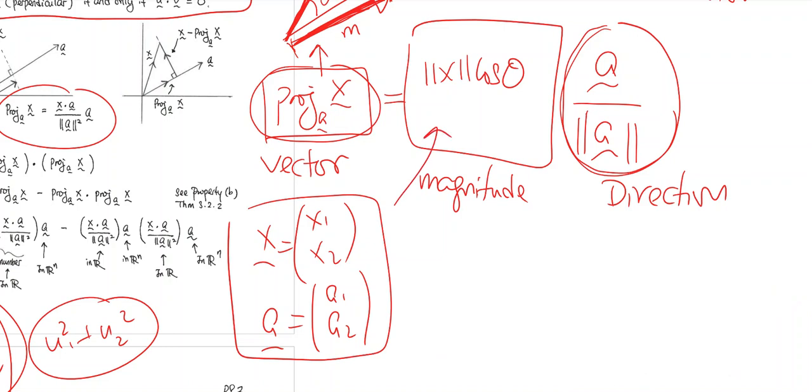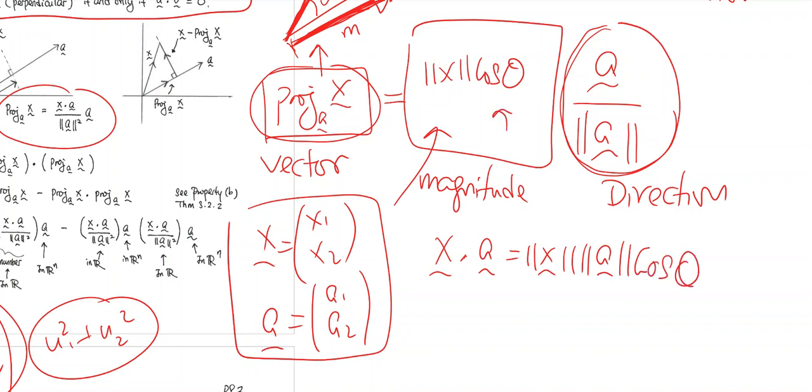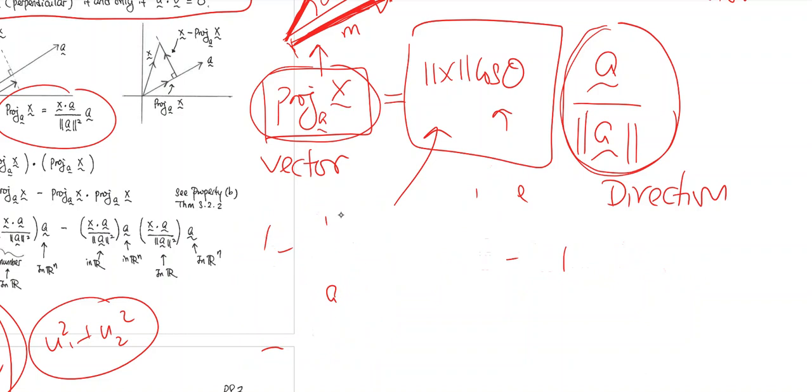Remember that if you take the dot product x dot a, this is given by the magnitude of x times the magnitude of a times cosine theta. So you will see that this is very, very close to the dot product. We can change this into a dot product, and how we do it is with the makeup method. So I'm going to rewrite this.